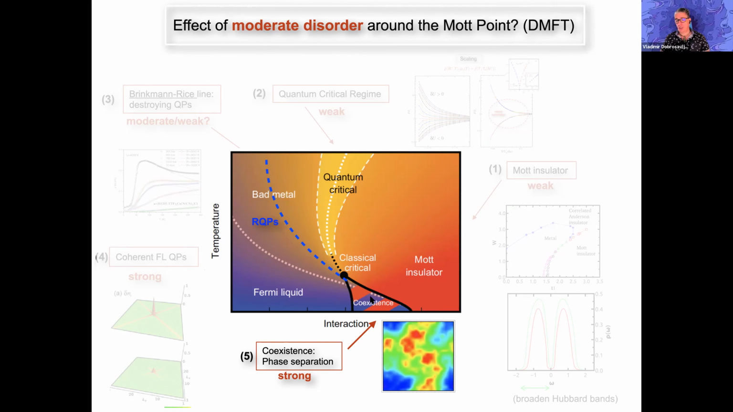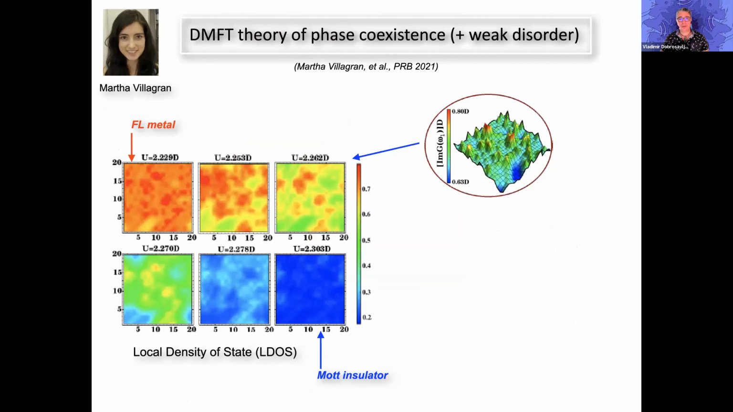Around this first order transition, you have phase coexistence, as around any first order transition. And so in real space, you should expect domains of the two phases, just like in clouds, we have coexistence of liquid and gas. So let me now show you some results concerning this regime.